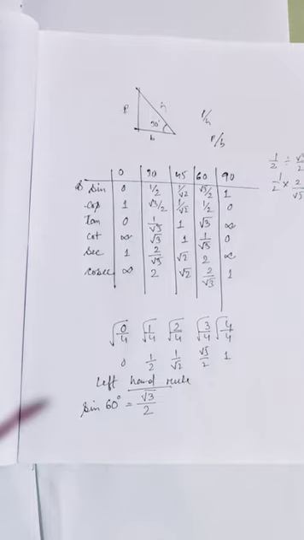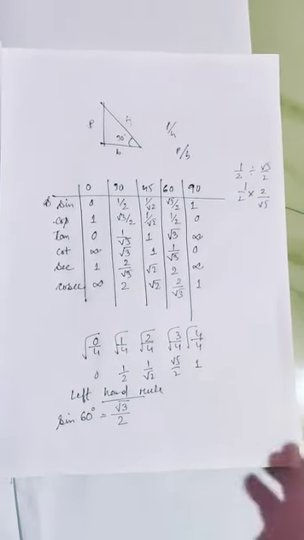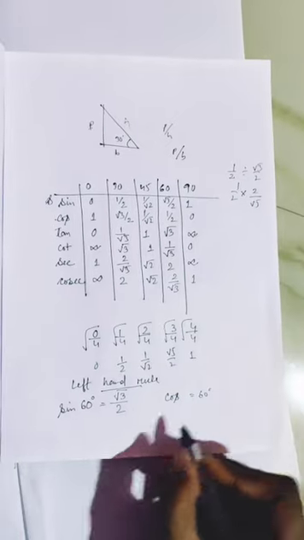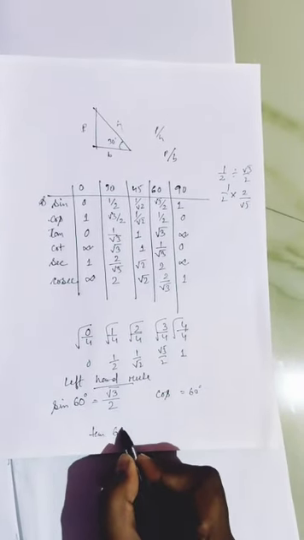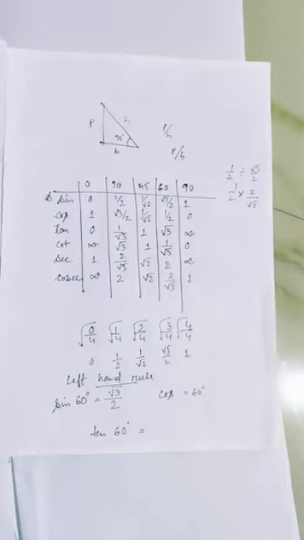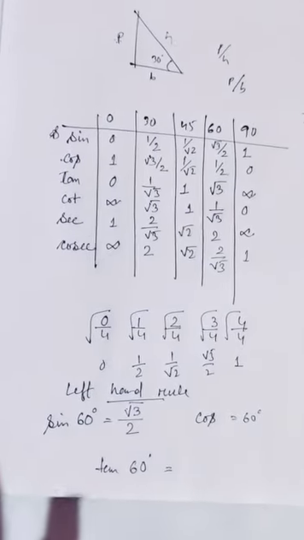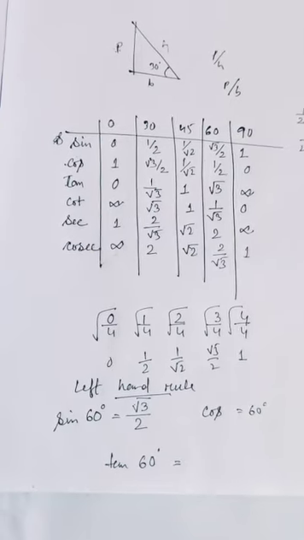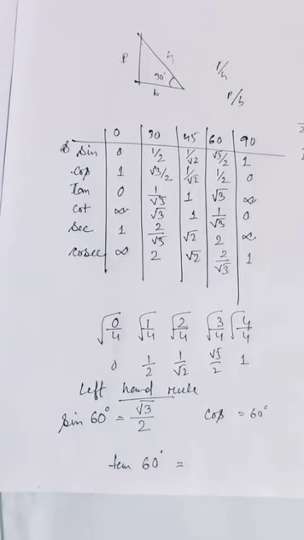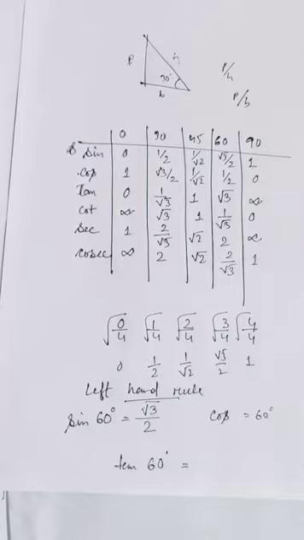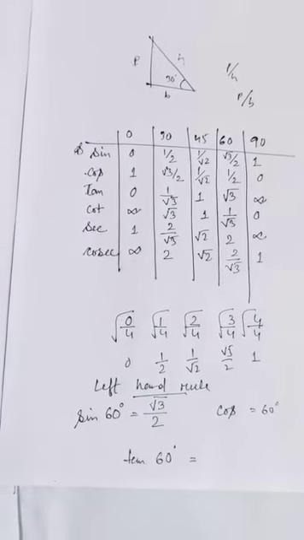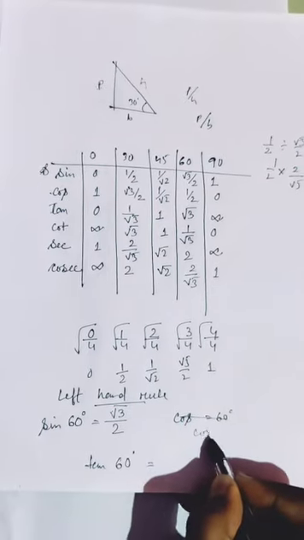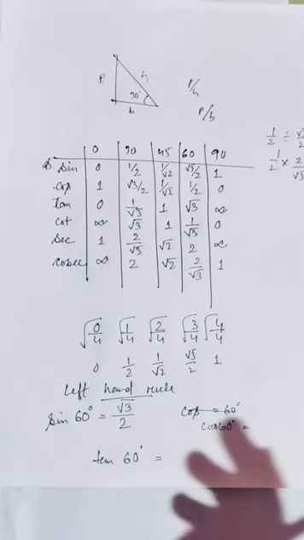My dear students, next let us say you want to find cos 60 degree and tan 60 degree. I think these three ways of finding trigonometric ratios, including the method of the left hand rule, will be clear to you. Sorry, some mistakes. So it will be cos 60 degree.